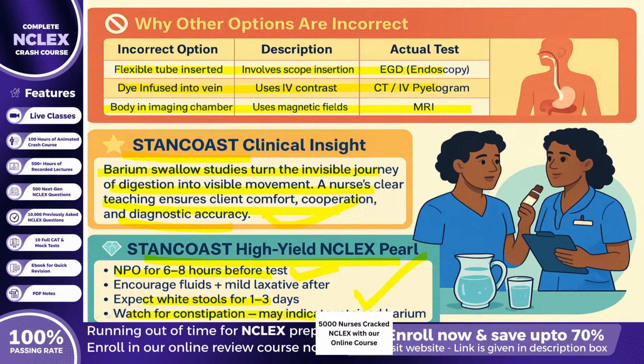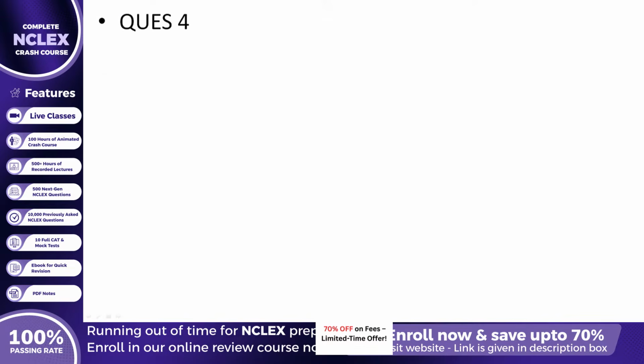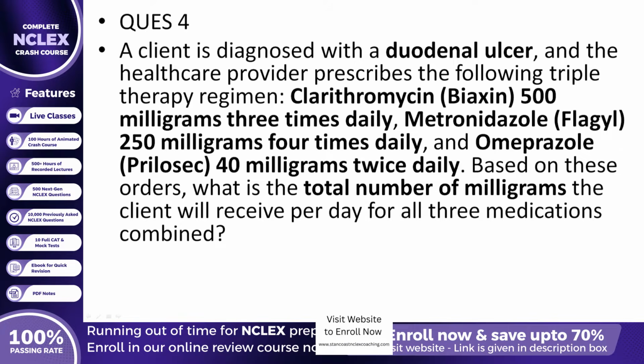Let us smoothly transition into this next advanced level NCLEX-style question that sharpens your pharmacology, dosage calculation, and clinical reasoning skills all at once. The scenario goes like this. A client is diagnosed with a duodenal ulcer, and the healthcare provider prescribes a triple therapy regimen consisting of clarithromycin, metronidazole, and omeprazole. Specifically, the orders are clarithromycin, Biaxin, 500 milligrams 3 times daily, metronidazole, Flagyl, 250 milligrams 4 times daily, and omeprazole, Prilosec, 40 milligrams twice daily.